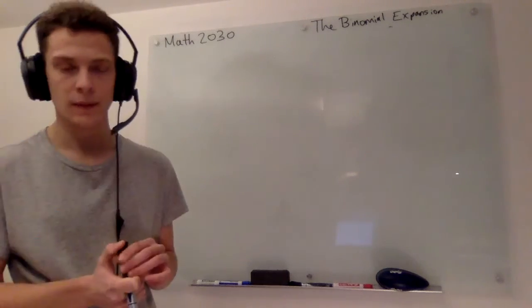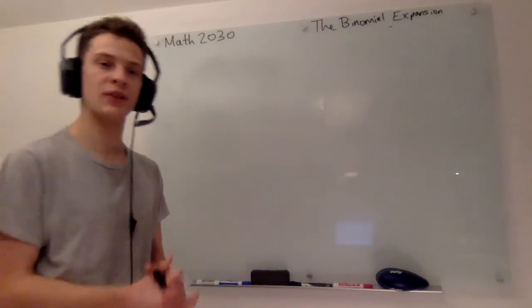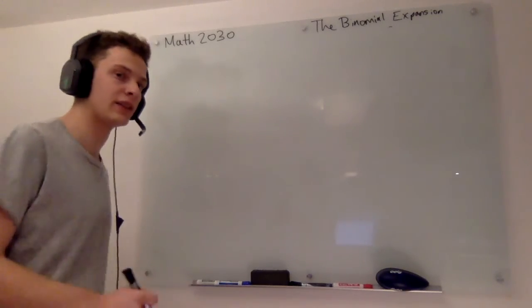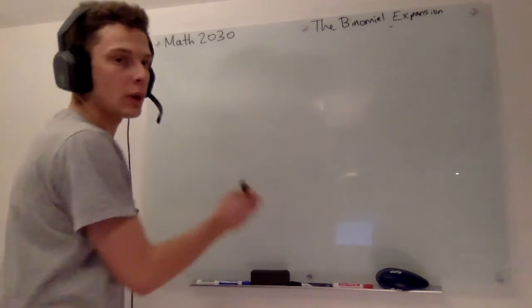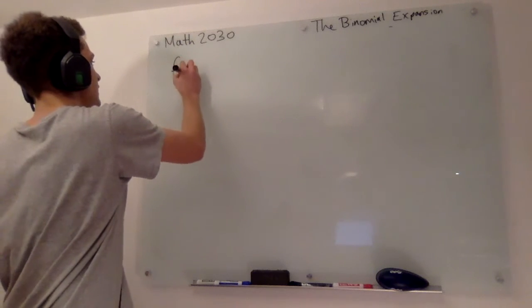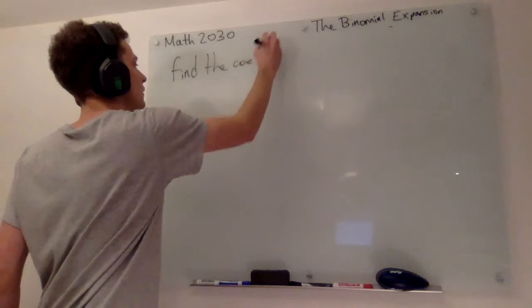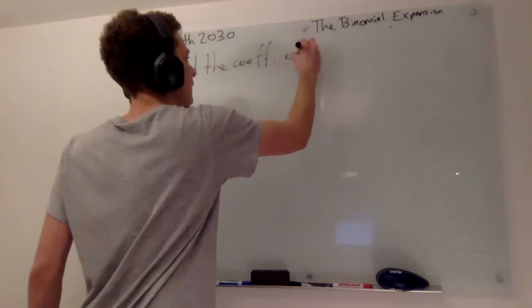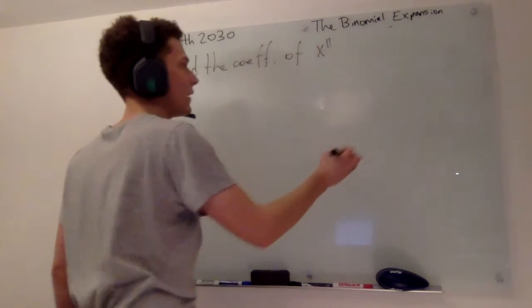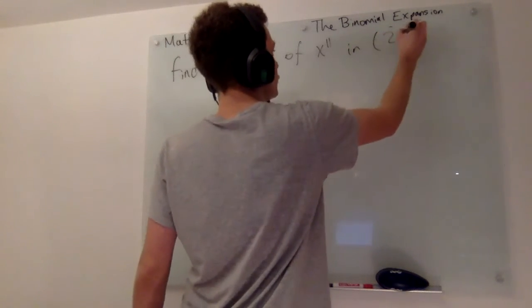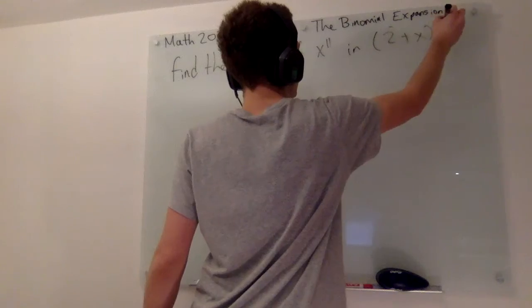Okay, let's do an exercise from Roberts and Tesman's Applied Combinatorics to get a more concrete idea of what we're dealing with. What we want to do is find the coefficient of x to the power 11 in the expansion of 2 plus x to the power of 14.